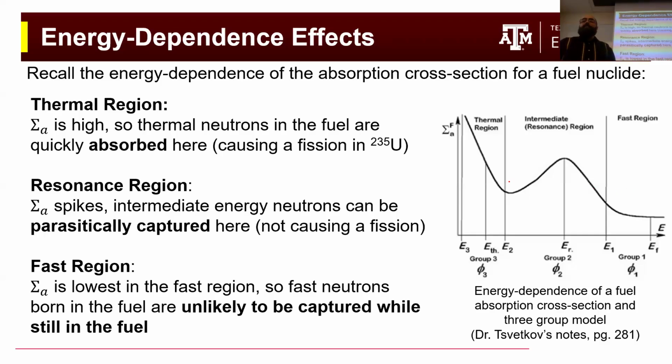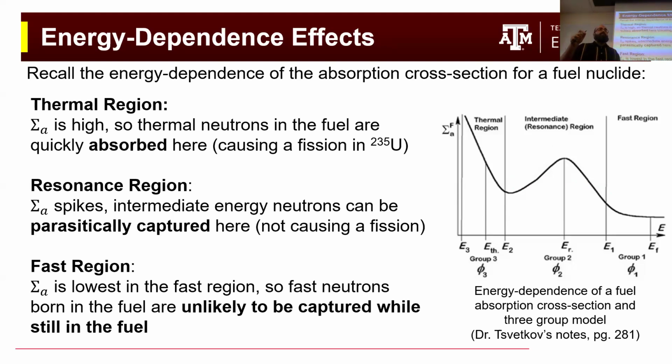But in the intermediate or slowing down region, we have those resonance spikes. And so that's another place where our neutron could get captured. And that's where uranium-238 in particular is very likely to parasitically capture our neutrons when it's in that resonance region. And then in the fast region, our absorption cross sections are pretty low.